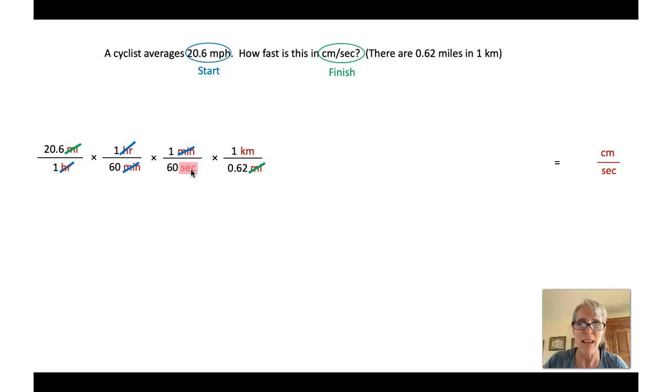Now, centimeters and a kilometer. I can probably figure that out, but maybe I'll make a mistake. I'm going to do this through 2 steps. I'm going to go from kilometers to meters. So 1 kilometer is 1,000 meters.